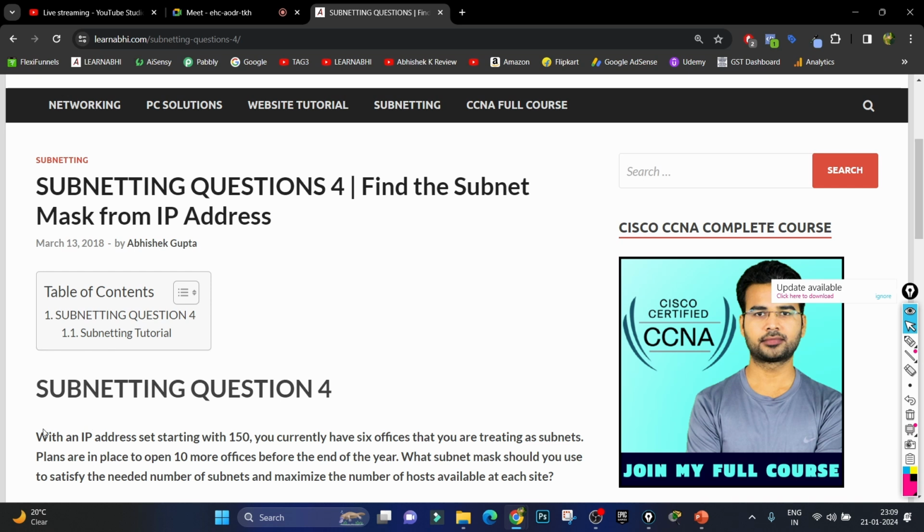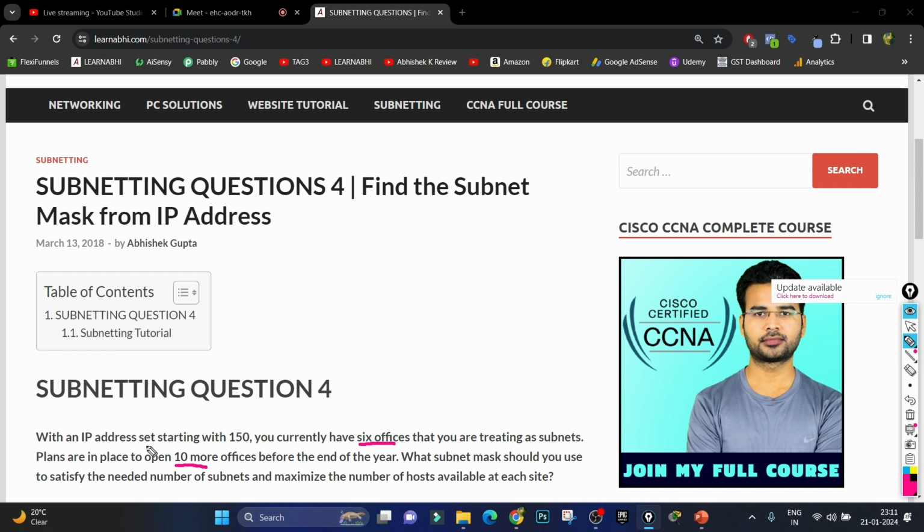With an IP address starting with 150, you currently have 6 offices treated as subnets. Plans are in place to open 10 more offices before the end of the year. So what is it asking? In this question, we can get the total number of subnets: 16. We already have 6 offices and we need 10 more. We have to find the total number of subnets.